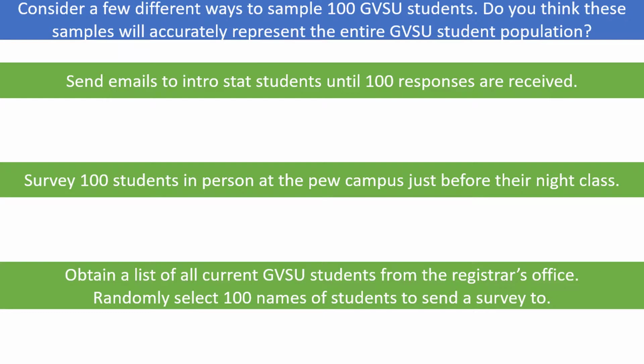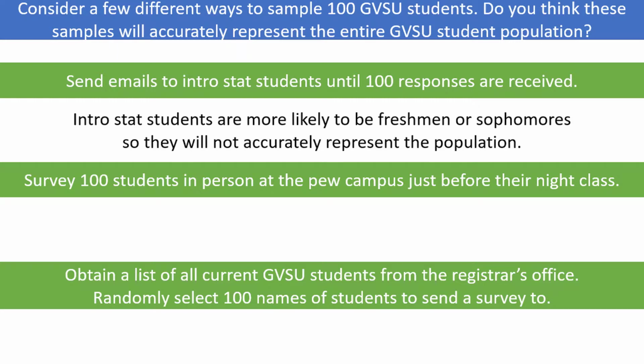Okay. Sending emails to intro stat students would bias our results to freshmen or sophomores, since students tend to take an introductory statistics course early in their college career. If we were still asking students how many states they had visited, we might expect the lower classmen to have visited less states on average than members of the general GVSU population, so this might not be a great way to find a representative sample of all GVSU students.